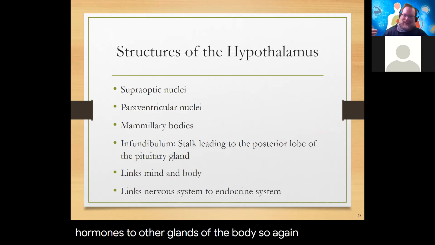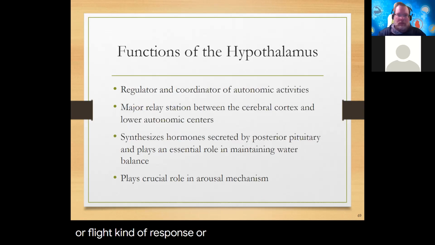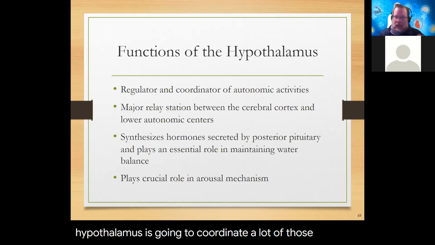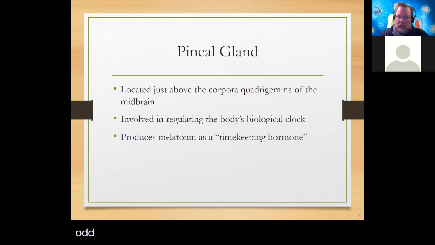So again, a lot of the motor response pathways are going to involve the thalamus, hypothalamus, pituitary, and then the release of those hormones to affect other glands and hormones in the body. And again, typically related to a fight or flight kind of response, or a sympathetic response. So again, the hypothalamus is going to coordinate a lot of those automatic activities, what we call the autonomic nervous system, which we haven't made it to yet. We will see the autonomic nervous system shortly.